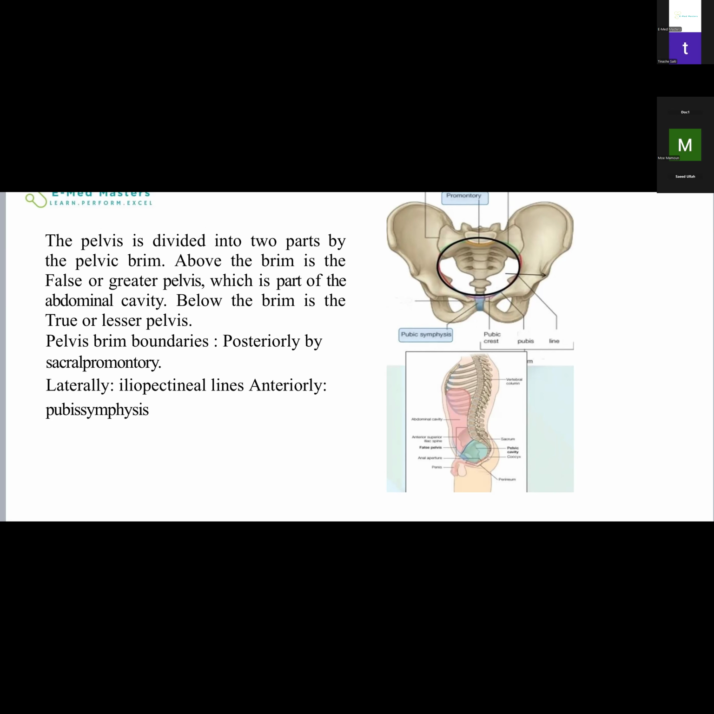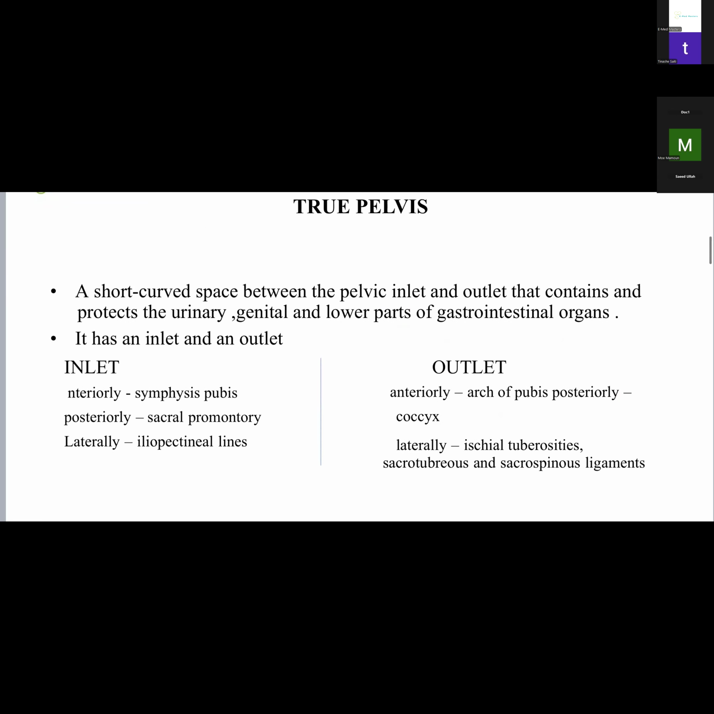What is the true pelvis? The true pelvis is a short curved space between the pelvic inlet and the pelvic outlet that contains and protects the lower parts of the genitourinary tract and the lower parts of the gastrointestinal organs. So the true pelvis has an inlet and an outlet. We'll talk about the boundaries of the inlet and outlet. The pelvic inlet boundary is the same as that of the pelvic brim. Anteriorly, it is formed by the pubic symphysis, posteriorly by the sacral promontory, and laterally by the iliopectineal lines.